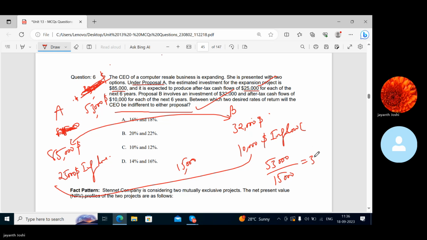3.533. So if you have your textbook, which I have given to you, you can search in the 6th year row of the present value annuity factor table, because these are annuities. This 3.533 is lying between which rates? You will find that these are lying between 16 and 18%. Can you check it and confirm so that we will move forward?